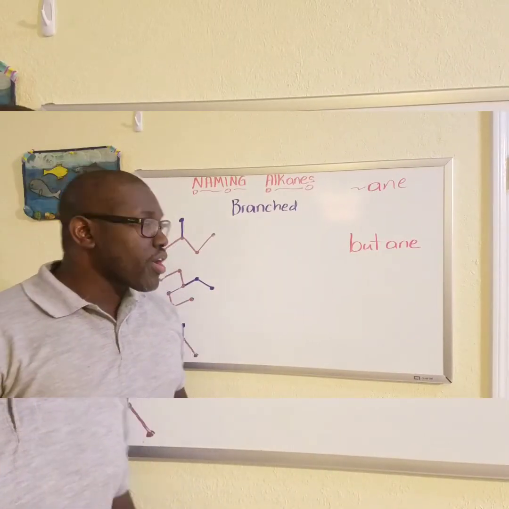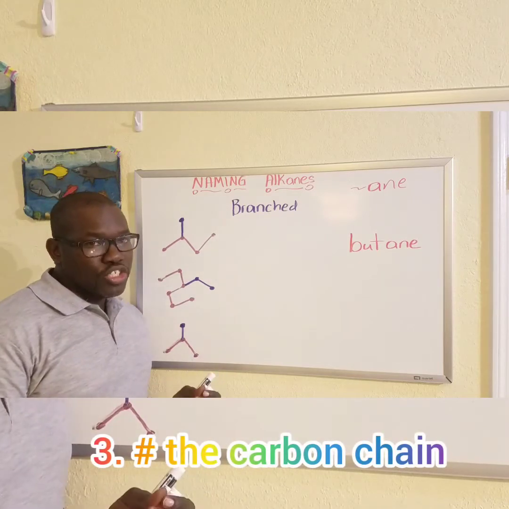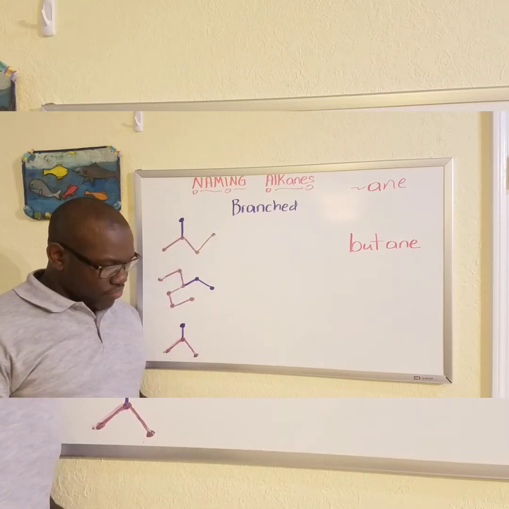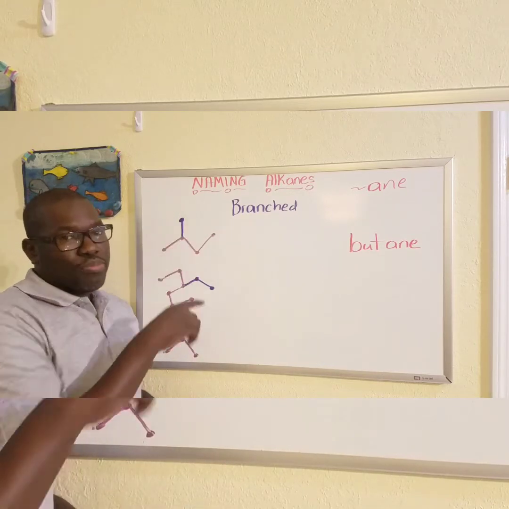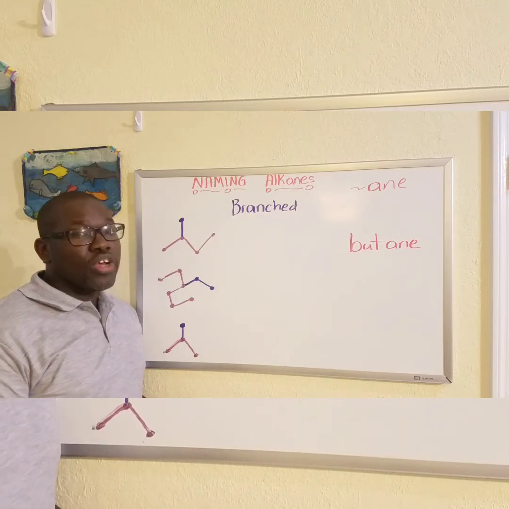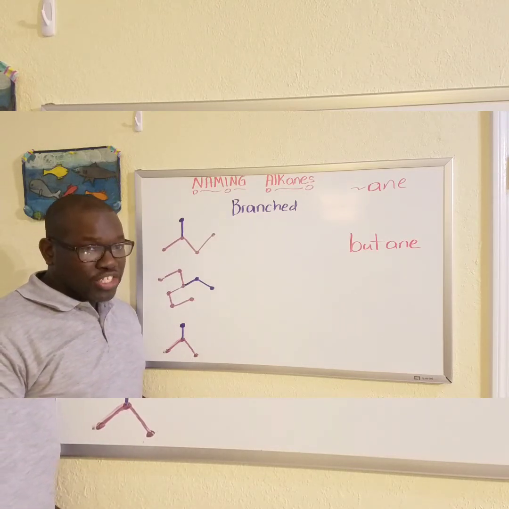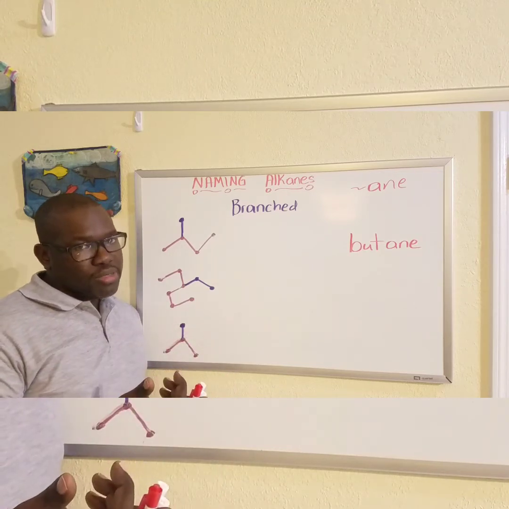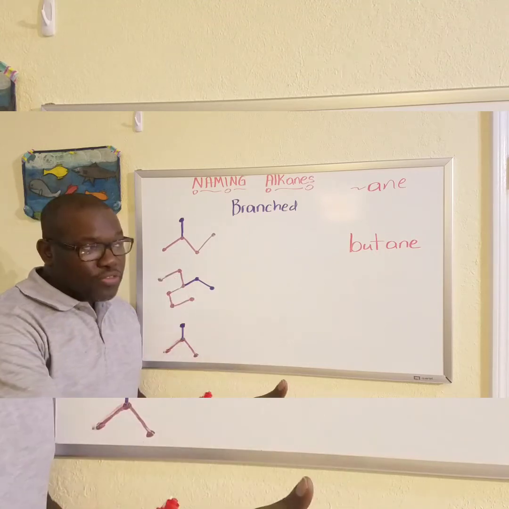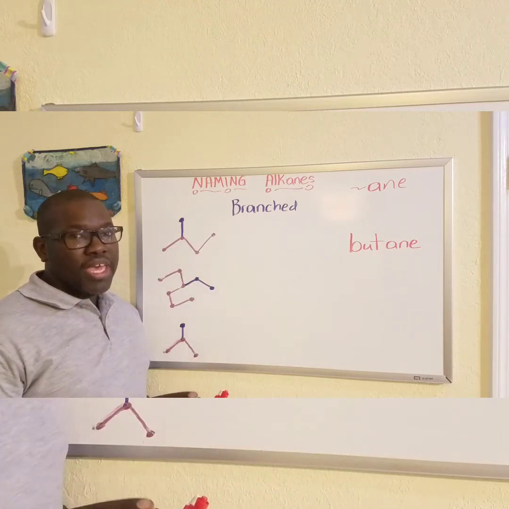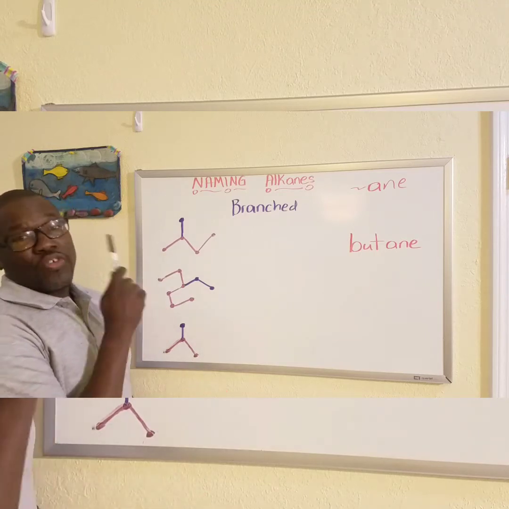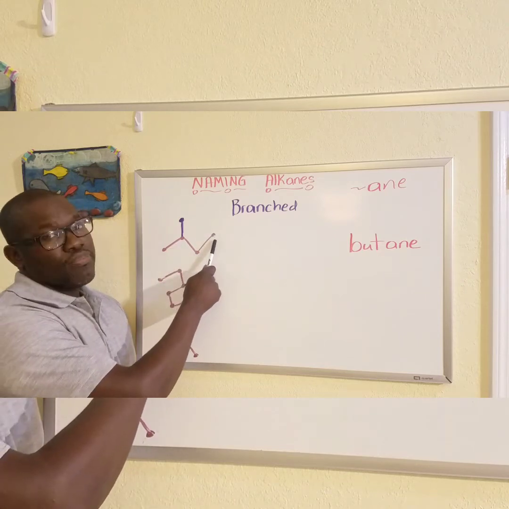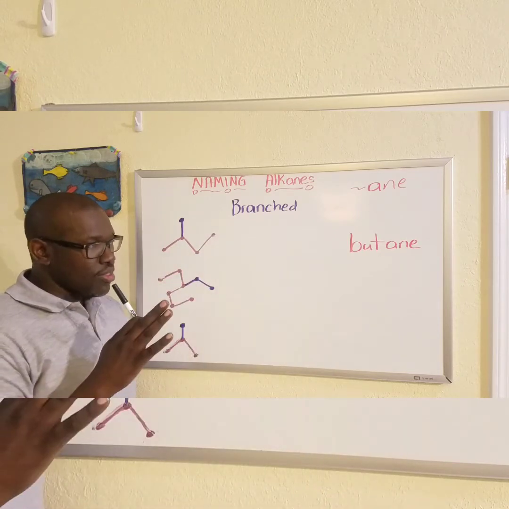Alright, so now we're going to number our carbon chain so that the branch has the lowest possible number. Okay, and I've highlighted the branch here in purple so you can clearly see it. For us to do that, we're going to have to count in every possible direction. Alright, so I'm going to count from left to right, right to left, top to bottom, bottom to top, every single way. Now, when I count from left to right, 1, 2, the branch is on the second carbon, 3, 4.